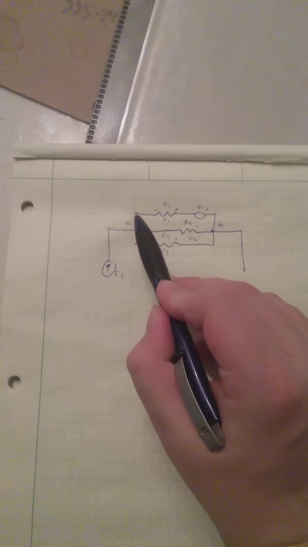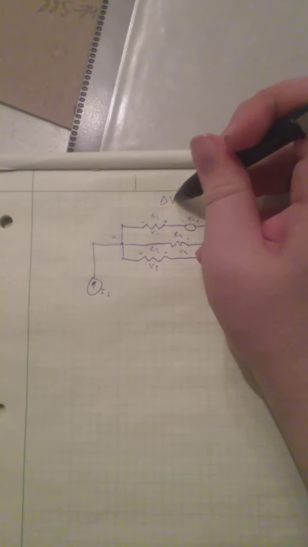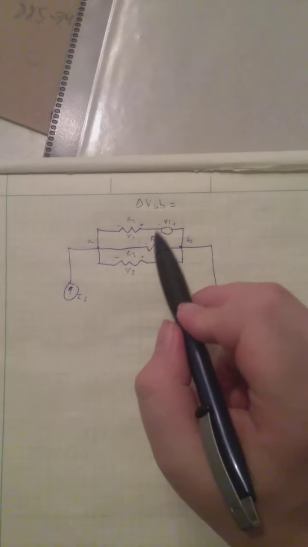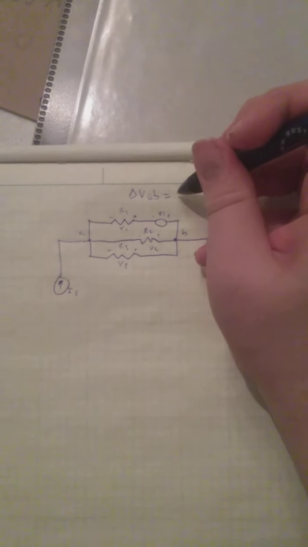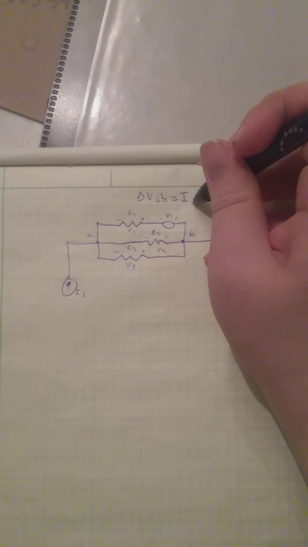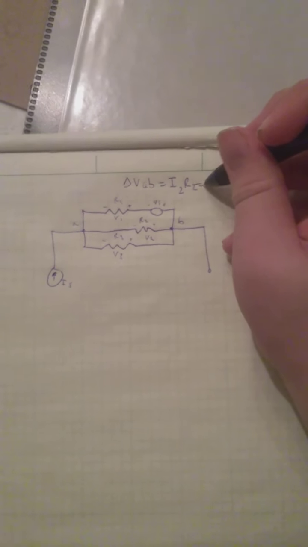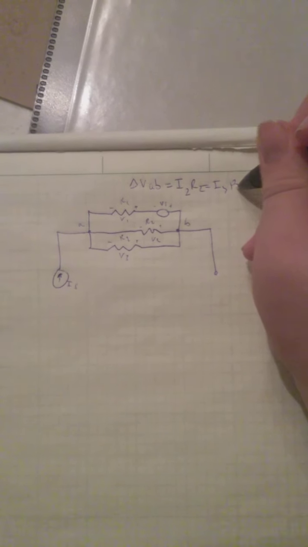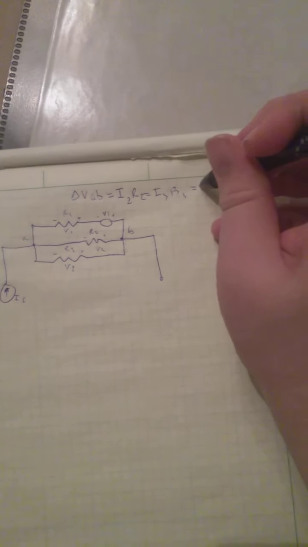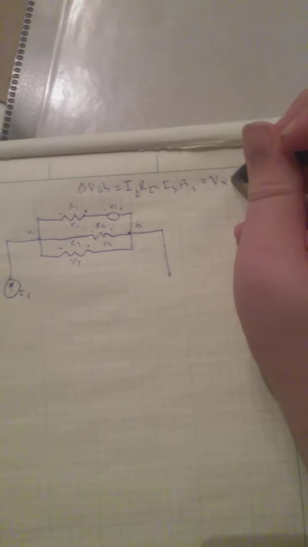So my hypothesis is that the contradiction from the last video isn't actually a contradiction. It's just that there's a piece missing. So I didn't consider everything. What we did is we took this top piece going from here to here, and I'll write in delta V A to B is equal to, it could be I2 R2, it could be I3 R3, and it could also be Vx plus Vs.